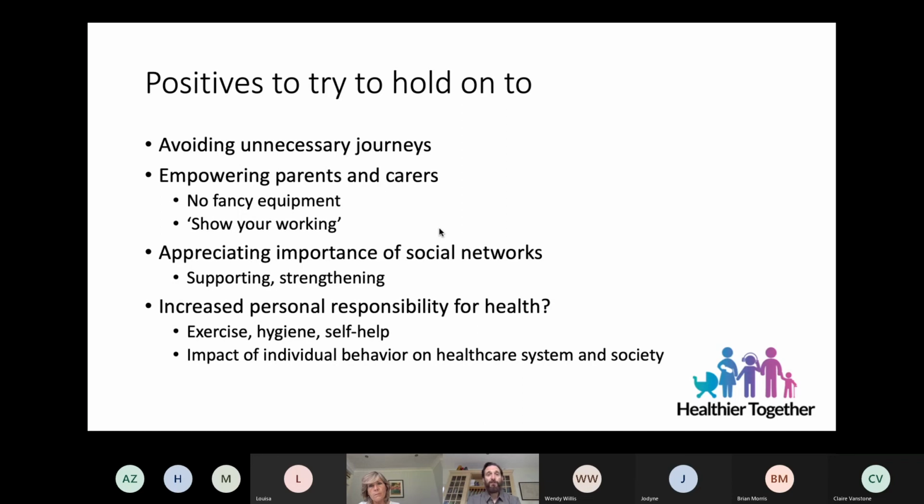And then maybe there was a suggestion that we all needed to take more personal responsibility for our health, things like looking to our own exercise needs, being very careful about hygiene, self-care and self-help, trying to reduce pressure on the healthcare service, and recognising the impact of our individual behaviour on the healthcare system and society as a whole. So all those things I think were potentially positive, and it would be nice to try and build on those.